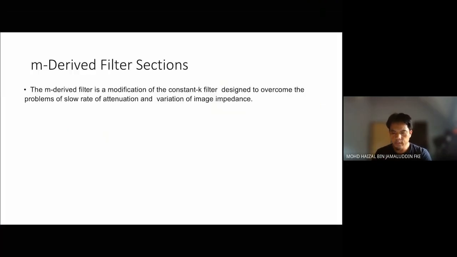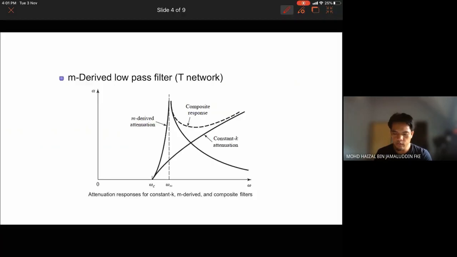If you look at the problem of constant K attenuation, it is basically two problems. One is the cutoff is not sharp, and the second one, the image impedance keeps on changing based on the frequency. So to solve the problem, we introduce this m-Derived attenuation.